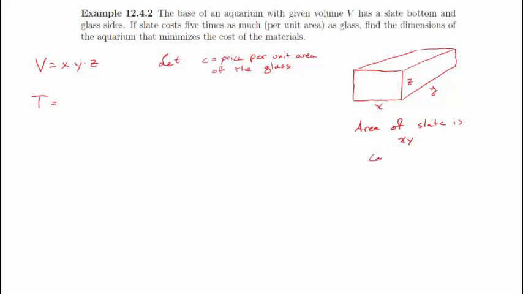And so the cost of the slate is 5 times the cost of glass per unit area times the area. So 5c times xy. And c is a constant here, but x and y are variables. So we're going to have 5c times xy. That's just the cost of the bottom. Now the cost of the front and back glass panels here.